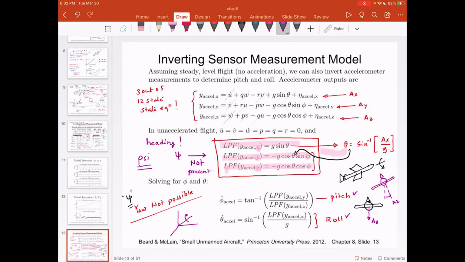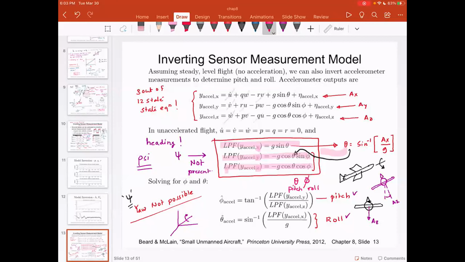So please note, there are three equations and there are two unknowns, theta and phi. Once again, there are three equations and two unknowns. So you can find the value of theta and phi, which is pitch and roll, from these equations. So you can find out the value of pitch and roll.